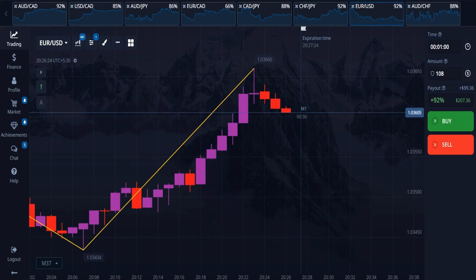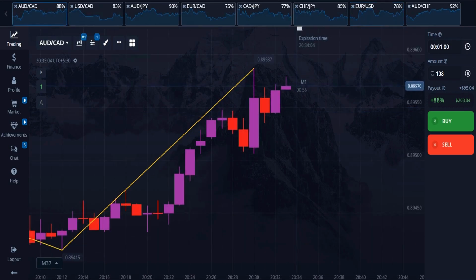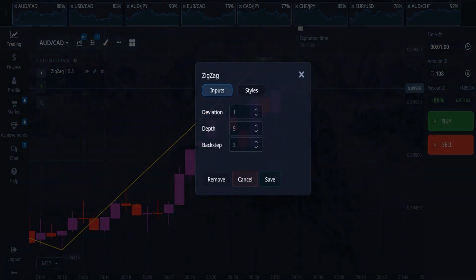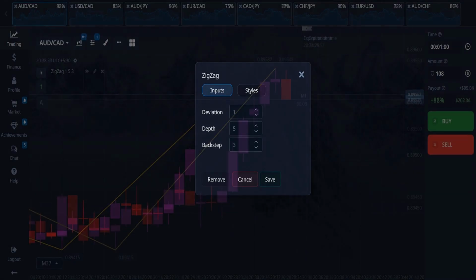Now, as promised, let me show you the exact settings for the Zig Zag indicator so you can set it up correctly on your chart. Use these settings for accurate signals. Deviation 1, depth 5, and backstep 3. Why these settings? They help the Zig Zag indicator react quickly to market movements. They filter out unnecessary price noise, keeping signals clear and precise. With these settings, the indicator gives accurate confirmations for the sixth candle strategy.